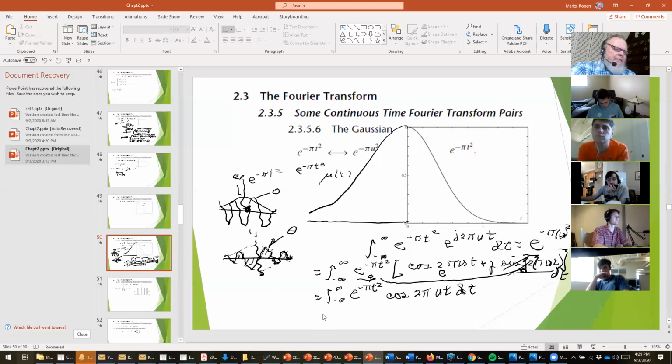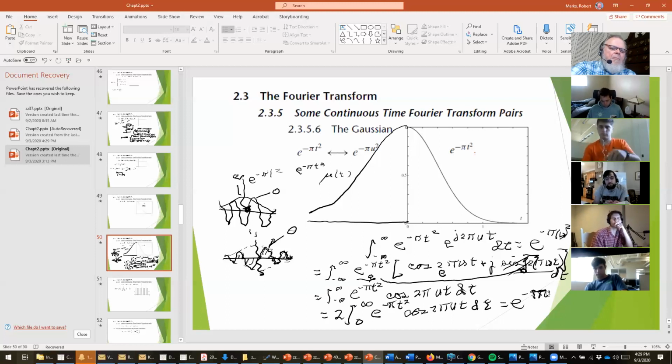But this is even. Isn't that the same thing as twice the integral from 0 to infinity? If you have an even function, you just have to integrate over half of it and then double the result. So you can see here the utility of using the idea of even and odd. And all of these expressions integrate to e to the minus pi u squared. So that's a little aside on using even and odd functions to simplify and manipulate Fourier transforms into different expressions.